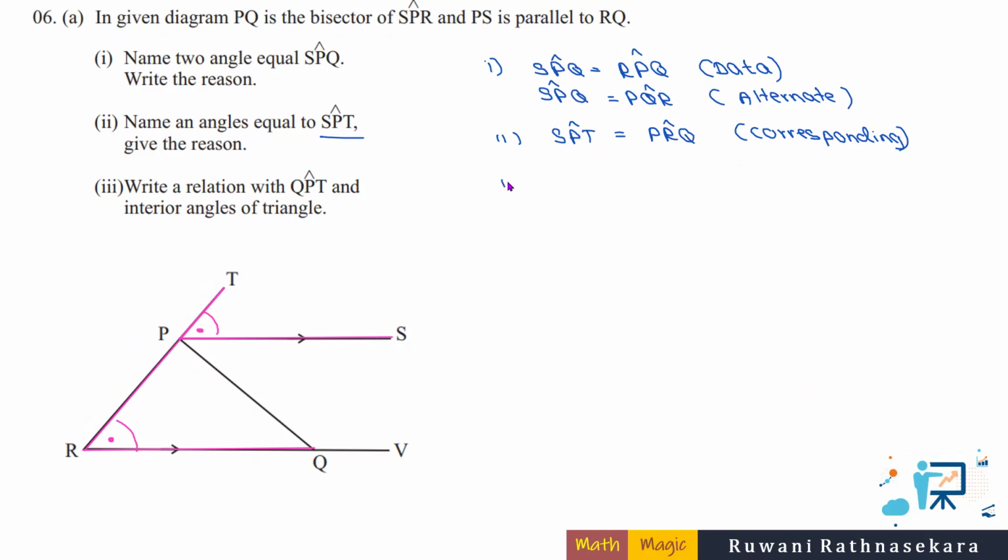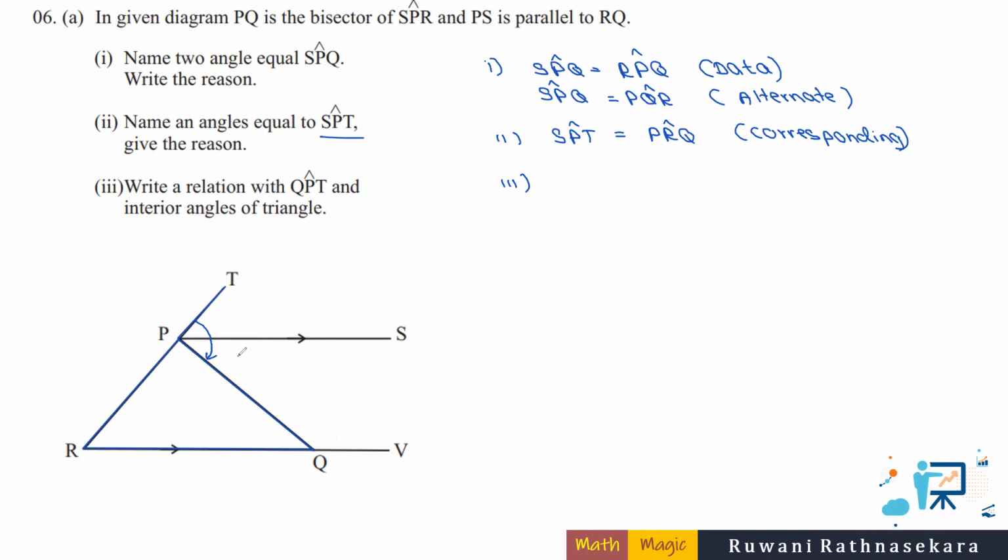Okay. Then part 3 is to write the relationship between the exterior angle QPT and the interior angles of a triangle. What is QPT? Right. This is what QPT is, son. If you are going to relate this to the interior angles of a triangle, you can see that there's only one triangle here, which is RPQ. Right. With respect to triangle RPQ, QPT is an exterior angle.